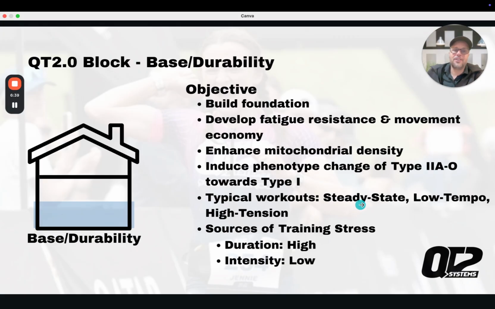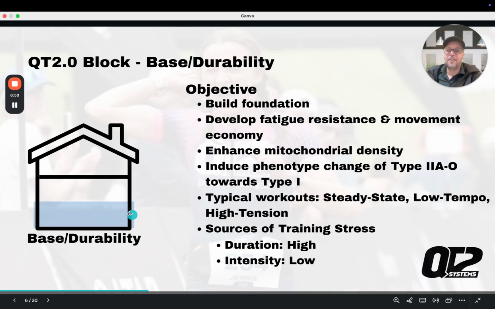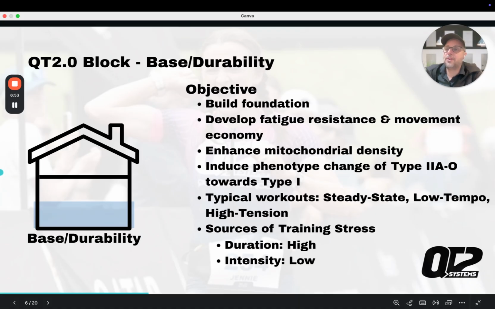Typical kinds of workouts are steady state, low tempo, high tension, and sources of training stress typically are duration is high, intensity is low. Because this is typically early season, and we want to strengthen or beef up the athlete's durability or their chronic training load. Because intensity is low, we don't have to worry as much about the workout quality. We can accumulate more fatigue.